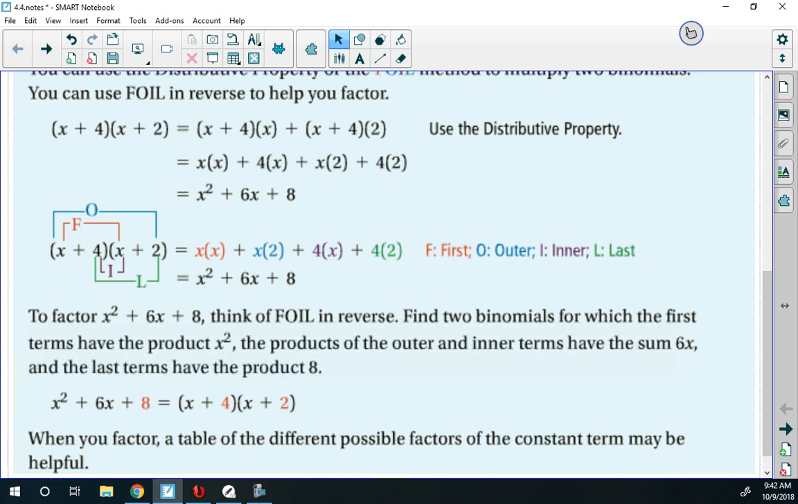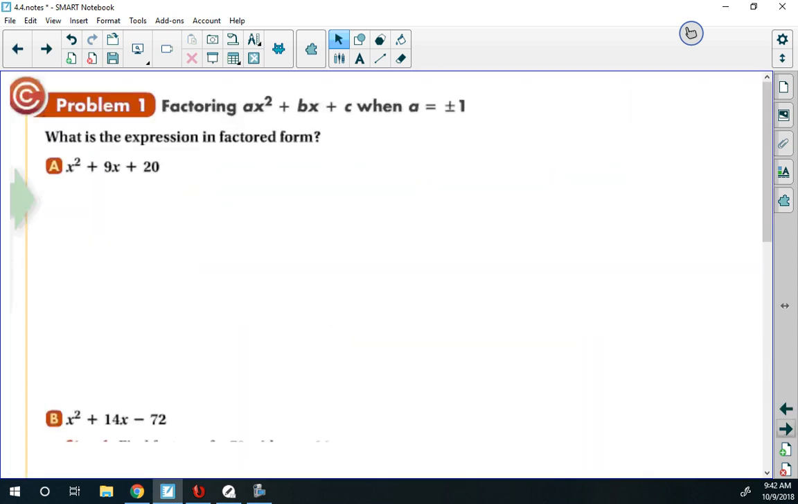So they run through this example. They talk about being able to FOIL so you could check your work. That's cool. We all know that. All right, let's just get right into example 1. I love this. Most of the time, this is what we're going to be doing, just factoring a trinomial into the product of two binomials.